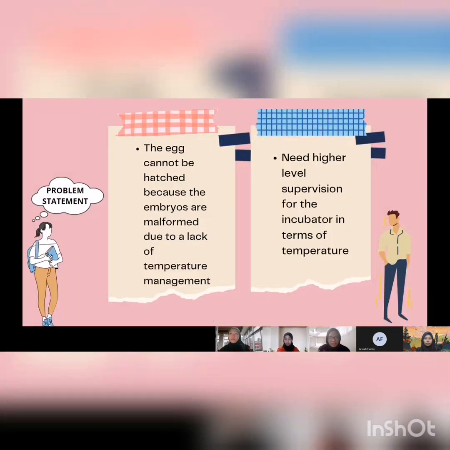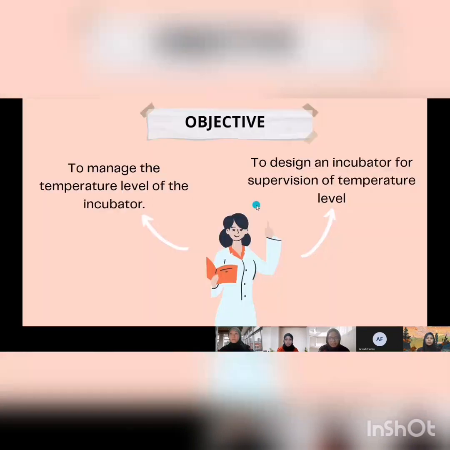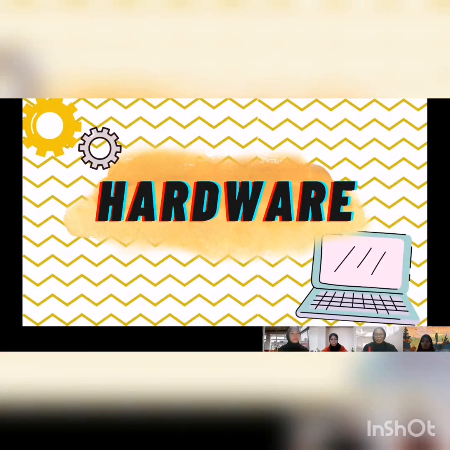For our problem statement, for the first one, the egg cannot be hatched because the embryos are malformed due to a lack of temperature management. For the second one, we need higher level supervision for the incubator in terms of temperature. Our objectives include two kinds: first, to manage the temperature level of the incubator, and the second one, to design an incubator for the supervision of temperature level. Now I will continue with the hardware part.